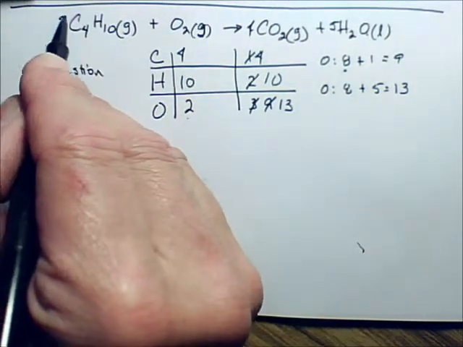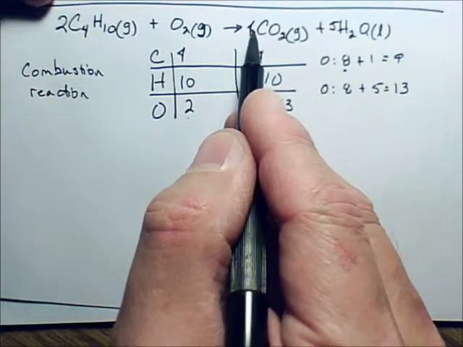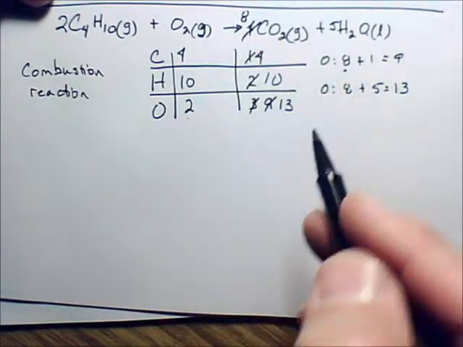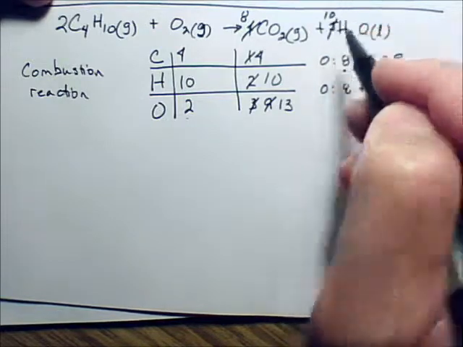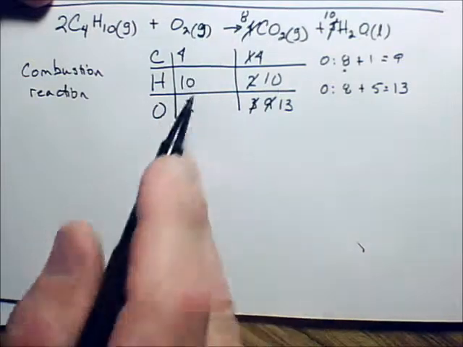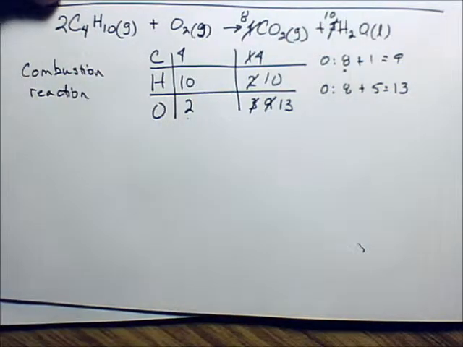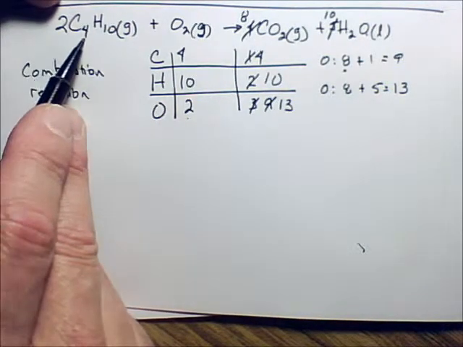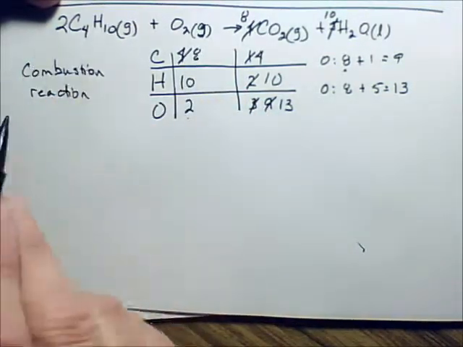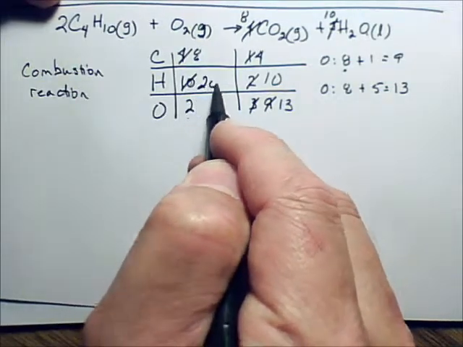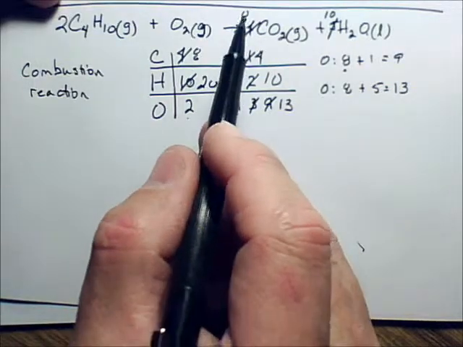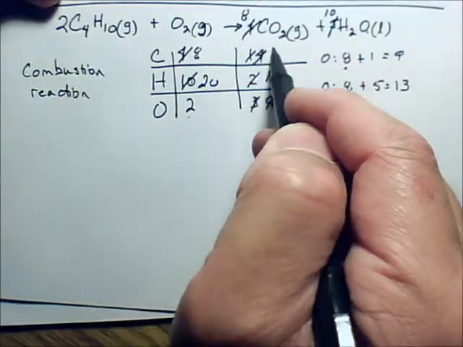Let's put a 2 here. Let's change this 4 right here to an 8. Let's change this 5 right here to a 10. I got to go through and change all this too? Yeah. Okay. Well, now we have a 2 times 4 carbons. That's 8 carbons. Got 2 times 10 hydrogens. That's 20. We're going to leave the oxygen alone for a moment. Got 8 times 1. That's 8 carbons.